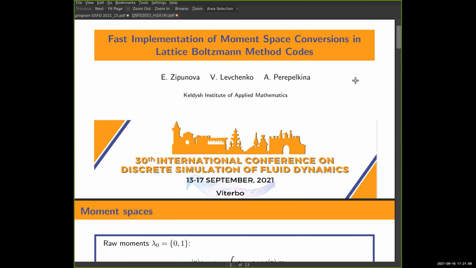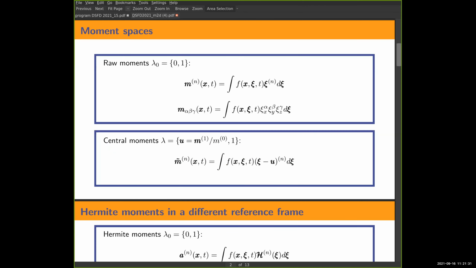Well, the topic of this talk is maybe quite a small contribution. However, it greatly improved quality of life in programming complex lattice-Boltzmann codes. So I would like to share it with the community who actively use moment space transformation in lattice-Boltzmann codes.